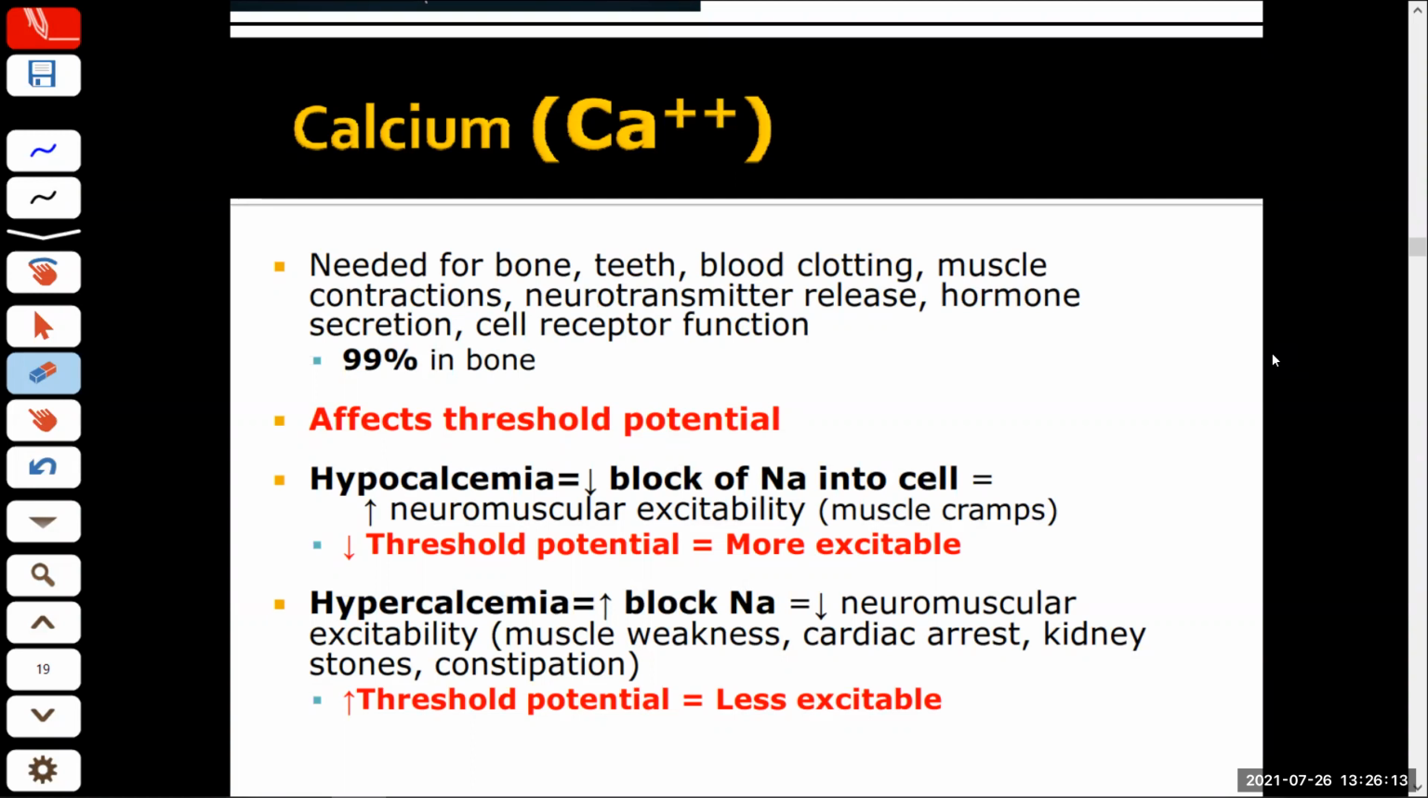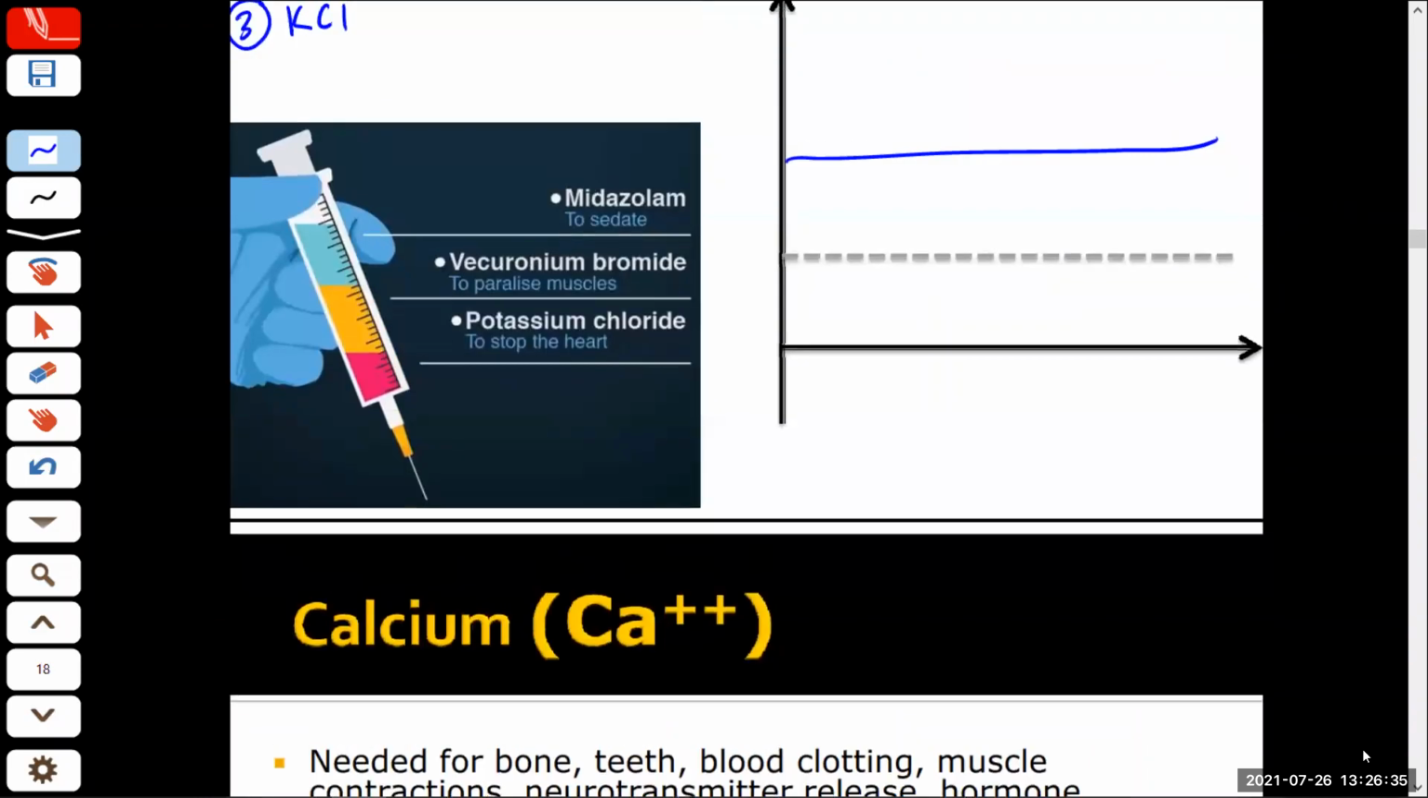Okay, all right, last one here. Calcium. Calcium affects your threshold potential. So recapping, potassium affected your what? Resting. Calcium affected your threshold. Does sodium change any of these lines? Sodium does not change any properties of the neuron. Only potassium and calcium change the properties of the neuron.